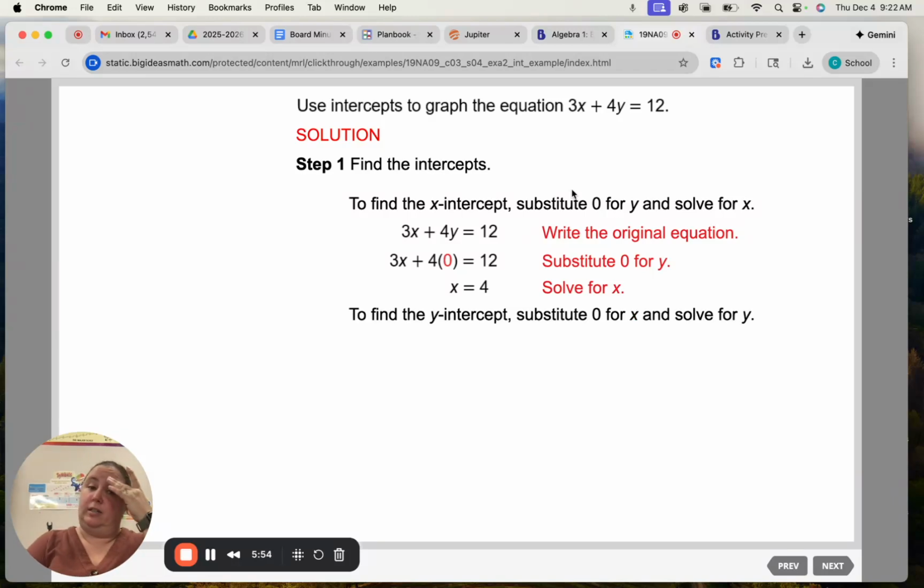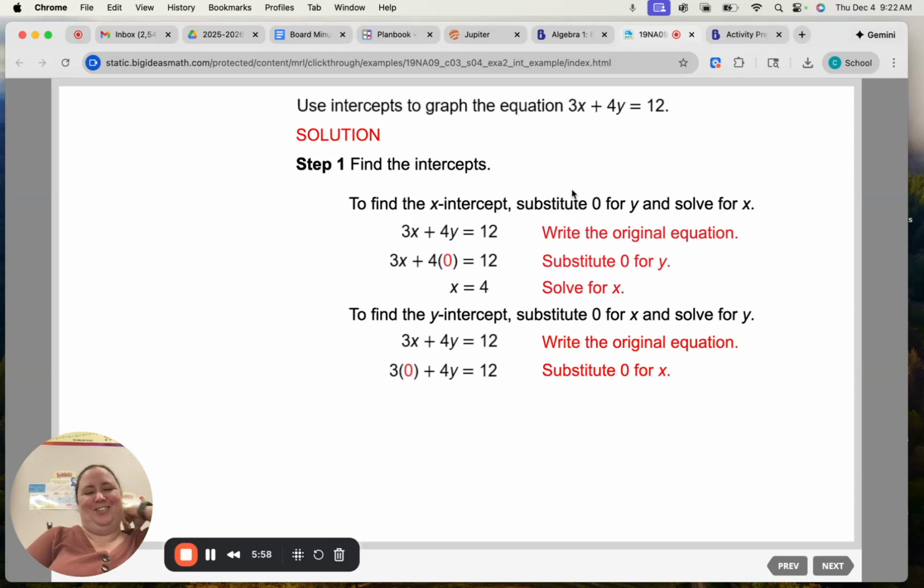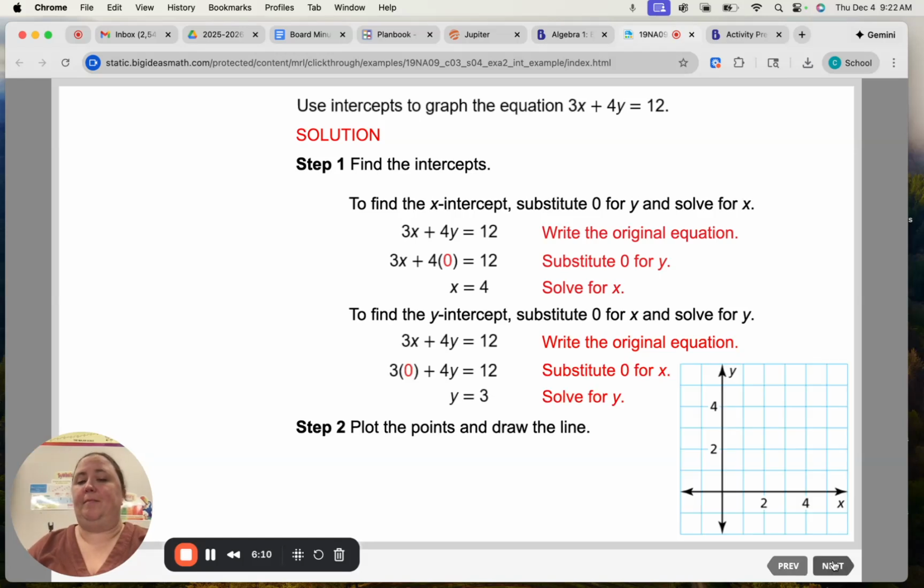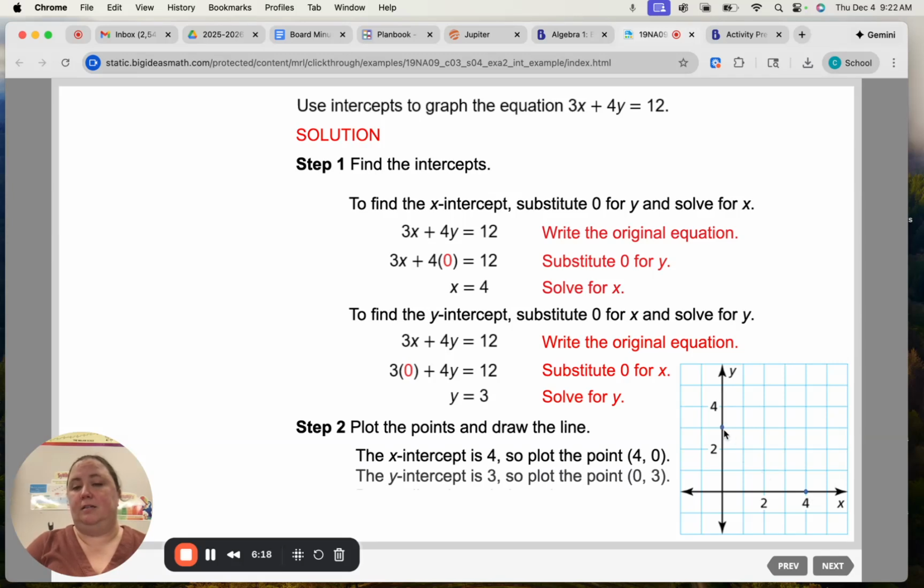So that's my first intercept. X-intercept is 4. Now find the y-intercept. What am I going to do to find the y-intercept? Plug in 0 for the x. I think you got it. So then I have 4y equals 12. 12 divided by 4 is 3. So now I have my x-intercept, which is 4. So over on the 4, I'm going to put a dot. And then my y-intercept? 3. So I'm going to put a dot there. And then connect them.